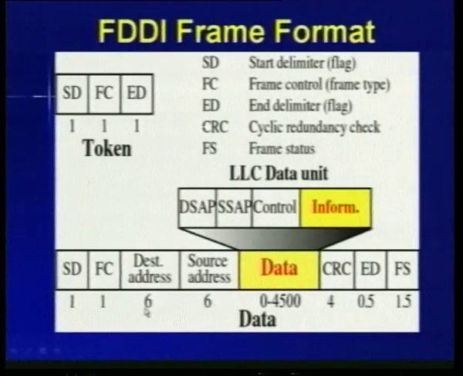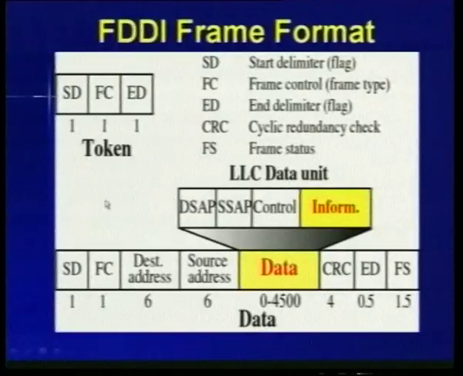You have a destination address field of 6 bytes again, and a source address field of 6 bytes. Data can be from 0 to 4500 bytes. This is followed by a 4 byte CRC, the 32 bit CRC mechanism used for error checking, and then we have the ending delimiter, which is half a byte, and the frame status, which is 1.5 bytes. So, you have 12 bits for this and 4 bits for this. This is what the frame format in the FDDI protocol looks like.